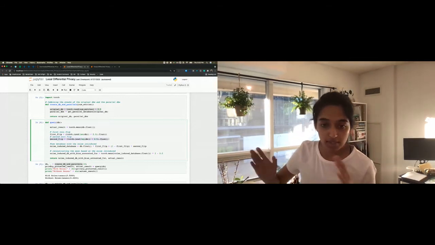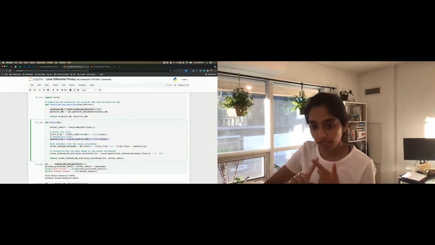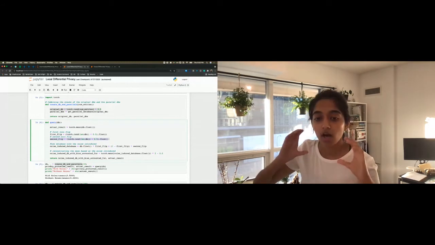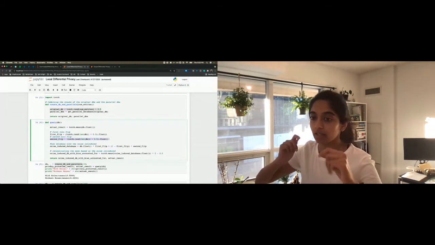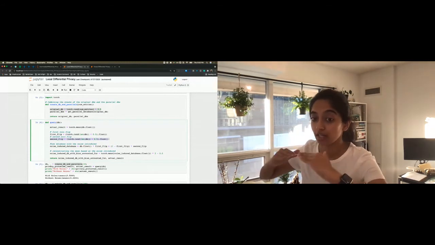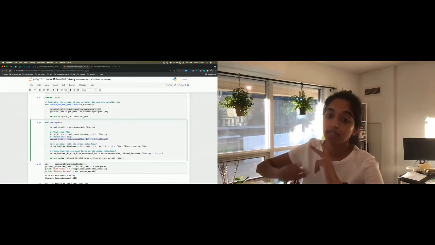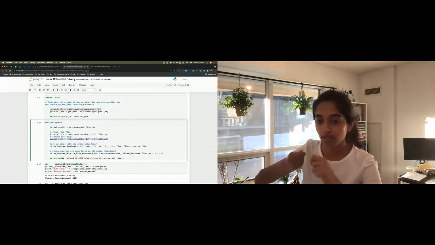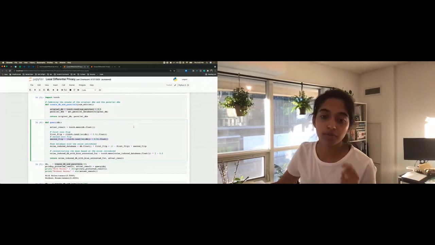So you have 3 databases at this point: the original database, the first coin flip database, and the second coin flip database. Everything is of the same length, but the first one represents the actual data you're interested in. The first flip and the second flip databases are the coin flips that will be used for the randomized responses.